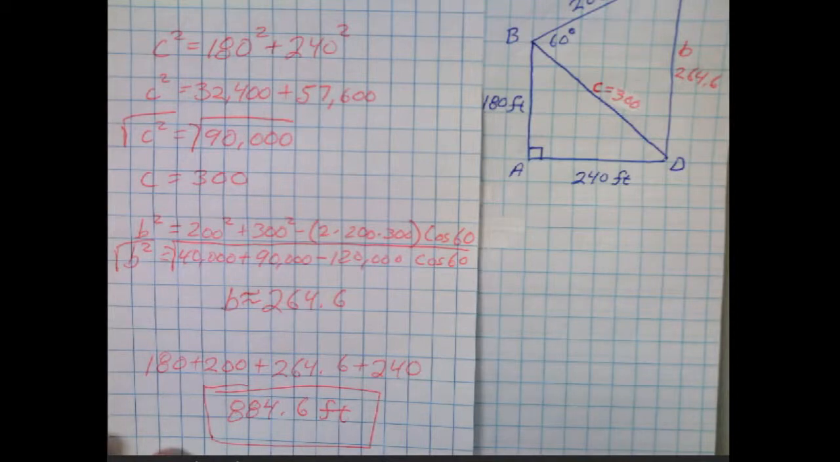Alright, so that is all for today. We found perimeter and we found the missing pieces using sine, cosine, and our third angle theorem and Pythagorean. Have a great day, and I'll see you in class tomorrow.